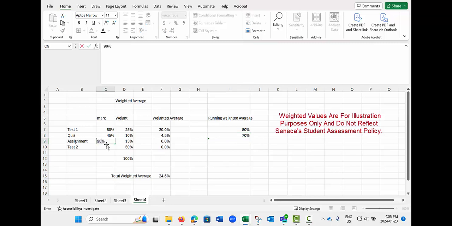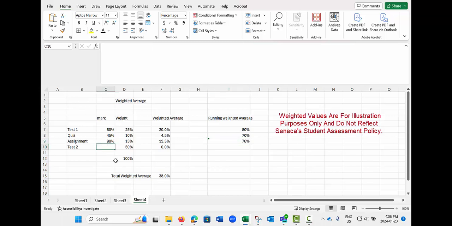Now let's say we get a 90 on the assignment. The assignment is worth 15%. If we scored 90% on that assignment, it means we got 90% of those 15 marks, or 13.5. And now our running total went up, but didn't go up significantly because the assignment was only worth 15%.